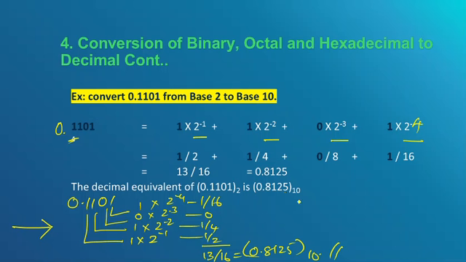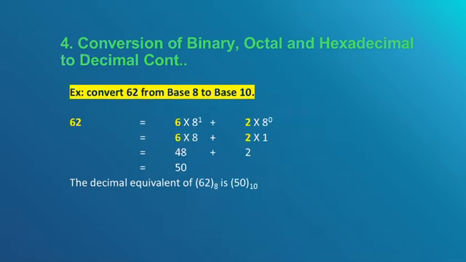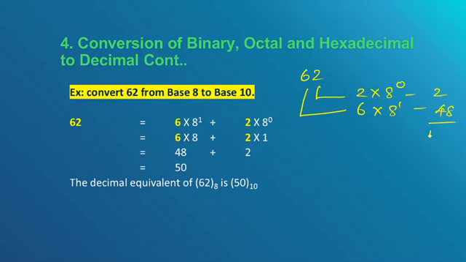Now let us see how an octal number is converted into the decimal system. Here similarly 62. Here also you can use L division. 2 6, it's to the base of 8, positions 0 and 1. So it will be 2 here. 6 into 8, it is 48. So you will have 50. So your answer is 62 of base 8 is converted into 50 of base 10, right? So this is how it is done.